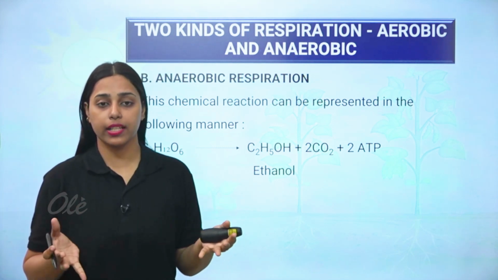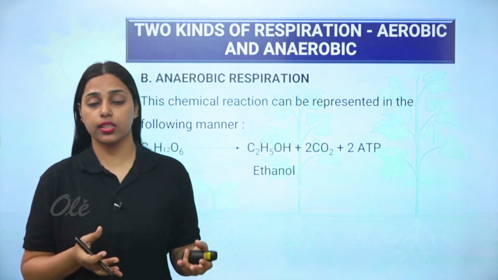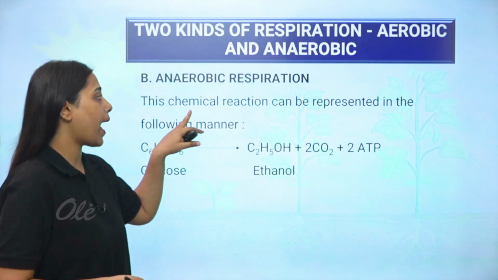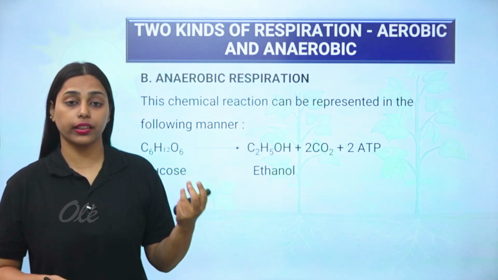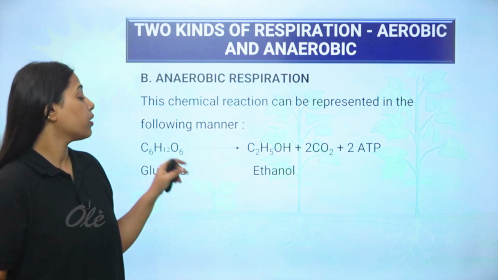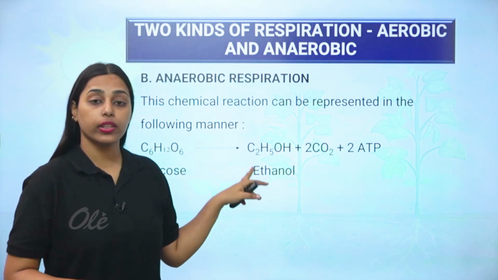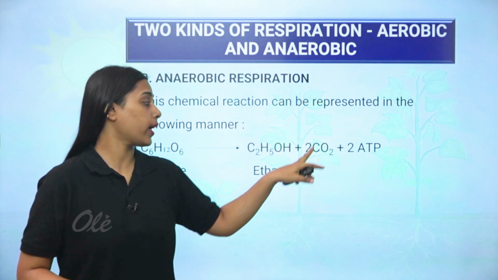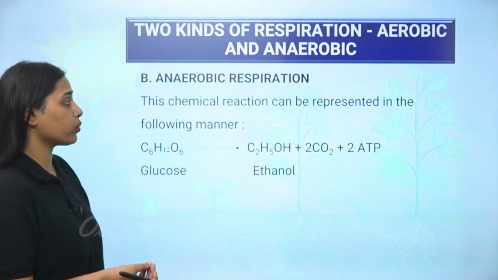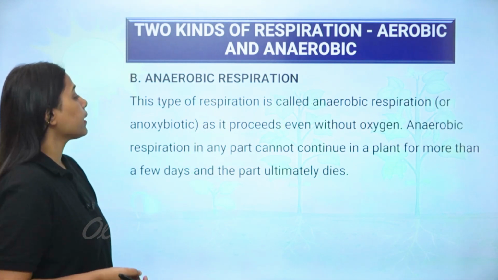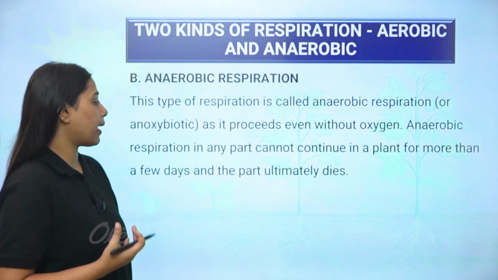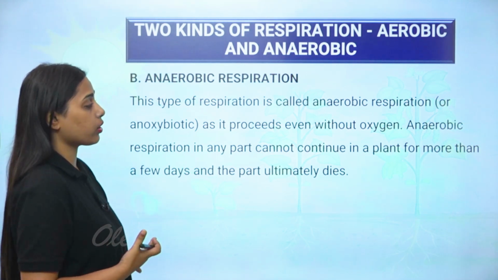This chemical reaction can be represented as follows. For aerobic respiration, you have seen glucose and oxygen react together to give you CO2 and water plus 38 ATP, right? So anaerobic respiration can also be formulated as a chemical equation: glucose, no oxygen, okay? It undergoes breakdown and gives you ethanol, C2H5OH, and CO2, plus 2 ATP molecules generated. ATP is the energy, so do not get confused about what that structure is. This type of respiration is called anaerobic respiration or anoxybiotic, as it proceeds even without oxygen.